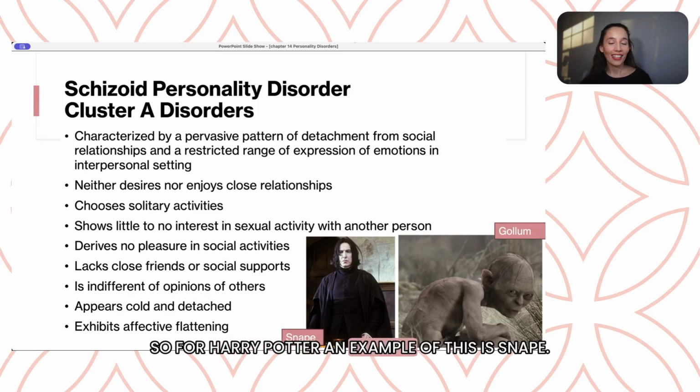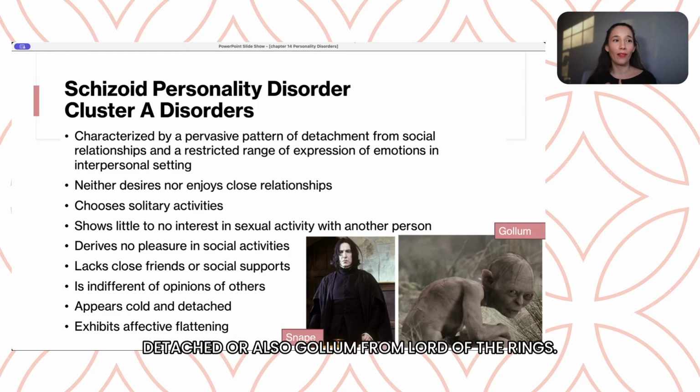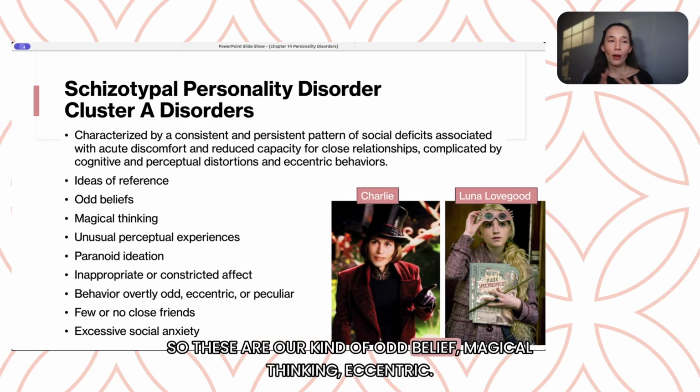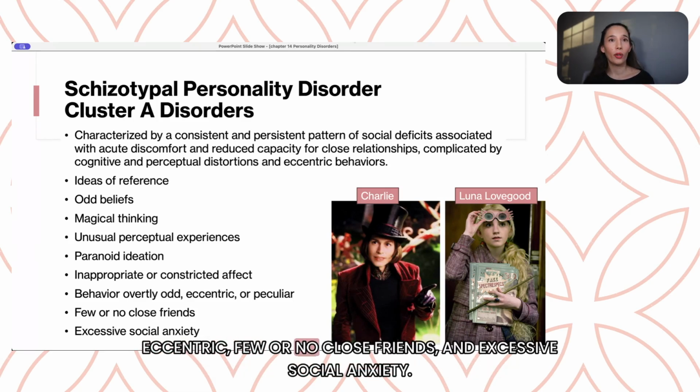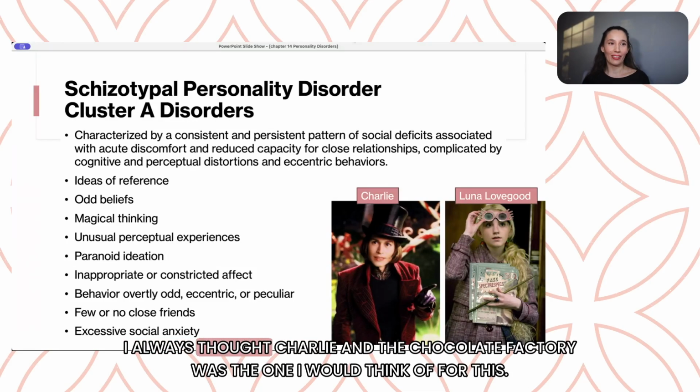So for Harry Potter, an example of this is Snape. Snape is very much like a loner and has that flattened affect and appears very cold and detached, or also Gollum from Lord of the Rings. Then we have schizotypal. So these are our kind of odd belief, magical thinking, eccentric. They can have paranoid ideation, inappropriate or constrictive affect, behavior can be odd, eccentric, few or no close friends, and excessive social anxiety. So an example of these from Harry Potter would be Luna Lovegood, or when I had to remember these personality disorders I always thought Charlie and the Chocolate Factory was the one I would think of for this.